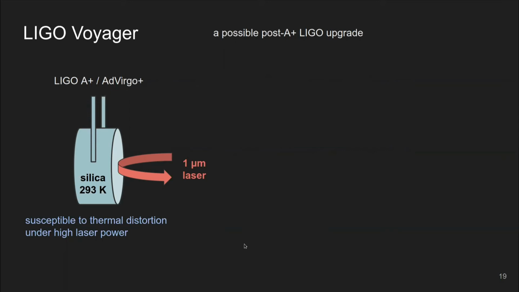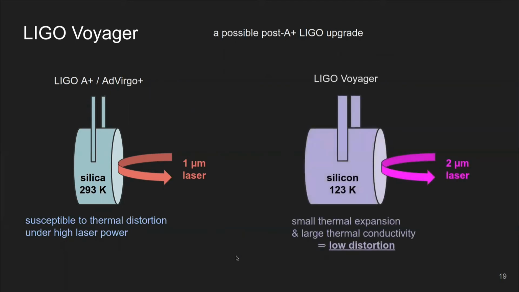the existing LIGO technology is susceptible to thermal distortion because silica has a coefficient of thermal expansion. So Voyager says, okay, let's switch to silicon. Now let's cool it to 123 Kelvin, which is this magic temperature where the thermal expansion of silicon goes to 0. And so you end up with an instrument that is much less susceptible to thermal distortion, so you can pump in more power. That's how you get a higher power instrument, and that's how you get more sensitivity. So in a nutshell, that's the LIGO Voyager concept.